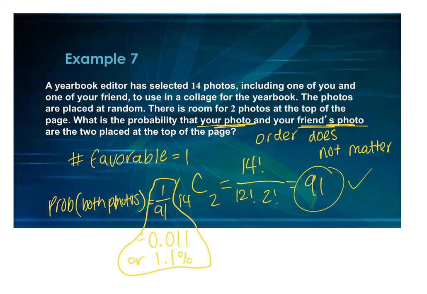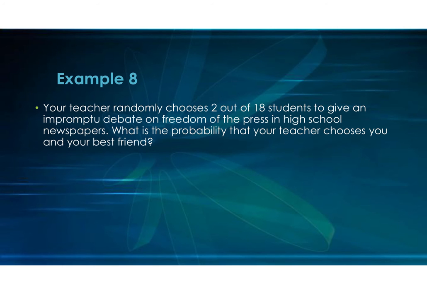Okay. All right. Your teacher randomly chooses 2 out of 18 students to give an impromptu debate on freedom of the press in high school newspapers. What is the probability, so again, we have to calculate probability here, that your teacher chooses you and your best friend, okay? So, guys, let's start with the number of favorable outcomes. What is the number of favorable outcomes here?